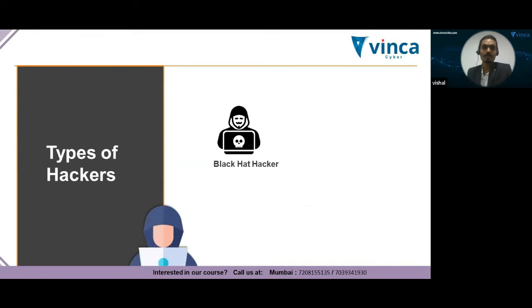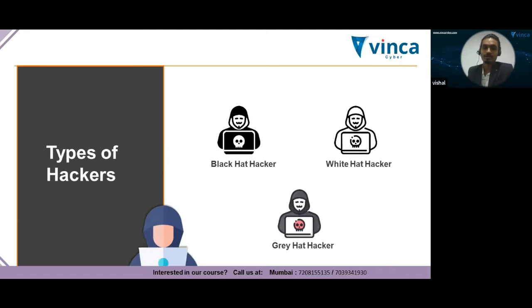There are a number of types of hackers. We mostly consider eight types of hackers, but mostly we suppose that there are three types only: black hat, white hat, and gray hat hackers. Black hat hacker means what? A bad person. White hat hacker means what? A good person. The white hat hacker is mostly hired by companies.